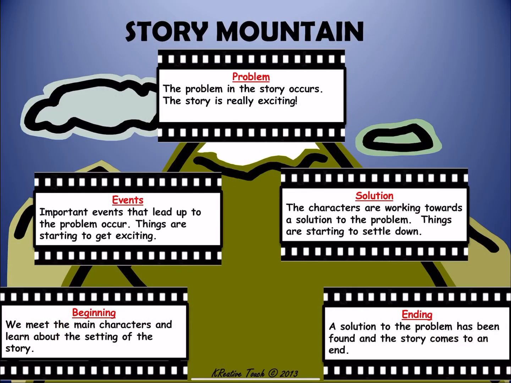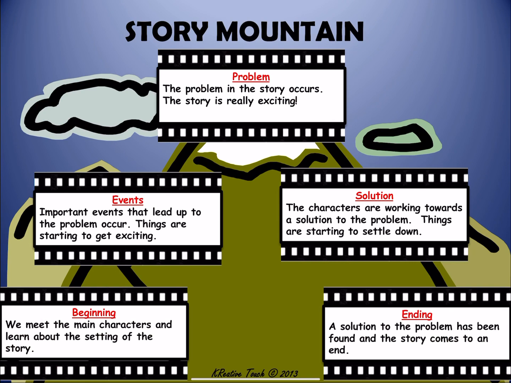Then I'm going to talk a little bit about a story mountain. So this is how your story should go. Okay, so your beginning. This is where we meet the main characters and we learn about the setting of the story. This is where you're going to use those descriptive details and describe your character and your setting. Then we have events. Important events that lead up to the problem occur. Things are starting to get exciting. So this is when your problem is getting ready to happen or your exciting event is getting ready to happen. Something happens that leads up to that.